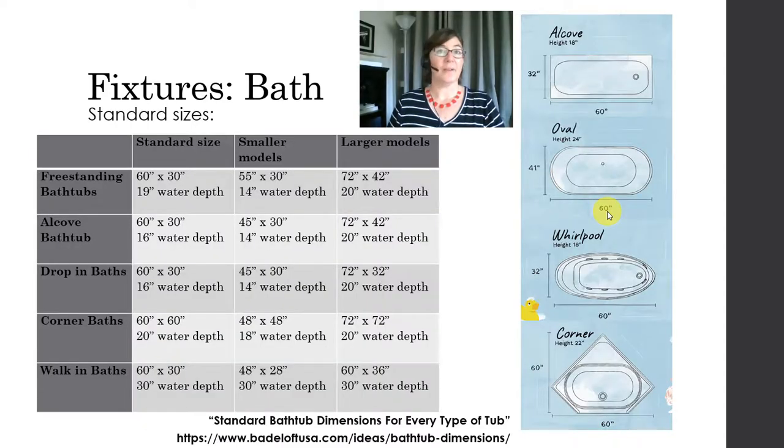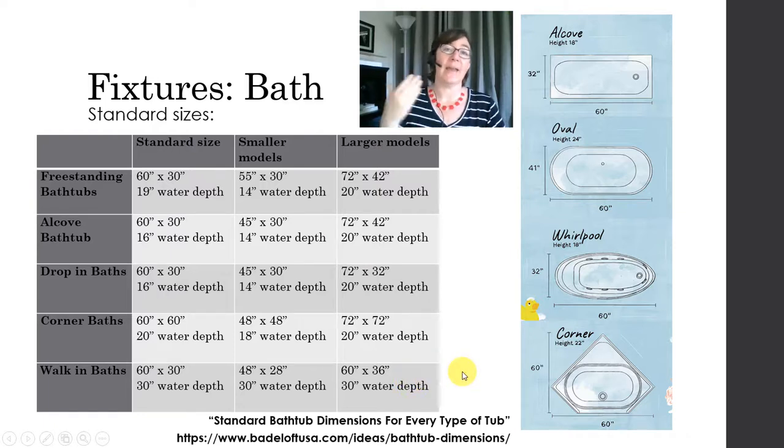Standard sizes. There are many different types of bathtubs, like we just talked about. But if you take a look at this chart I've put together, with all the different types right here, your standard size is going to be 60 inches long by 30 inches wide. Okay, that's a really common size. Do other sizes exist? Absolutely, all over the map. Smaller models, larger models.